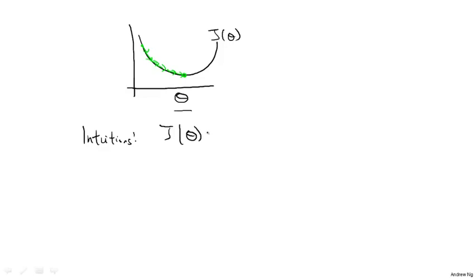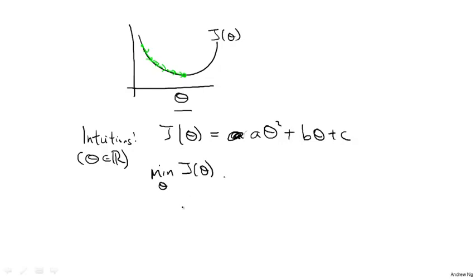Suppose J of theta is a function like this. So in this intuition, I'm going to use an example where theta is just a real number. So if J of theta is a quadratic function, like so, say, if theta were just a real number rather than a vector, then if you wanted to minimize J of theta as a function of theta, well, one way to minimize a function like this is to take derivatives, set the derivative equal to 0 and solve, and that will let you find the minimum, right?